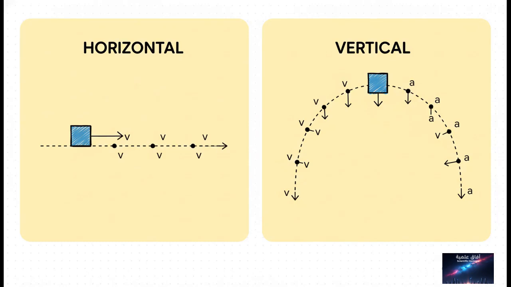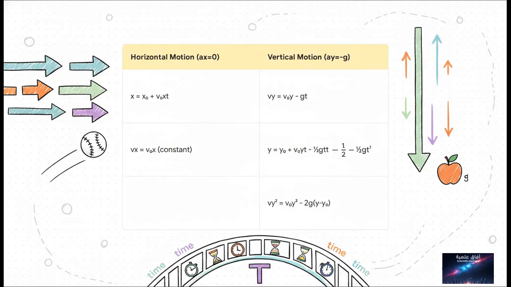And this is why that works so beautifully. Think about it. Horizontally, after you throw a ball, is anything pushing or pulling on it sideways? Nope. So its horizontal acceleration is 0. It just cruises along at a constant speed. But vertically? Oh yeah. Gravity is on the case the whole time, accelerating it downwards at our old friend 9.81 meters per second squared. So we can literally just apply our same 4 tools to each direction. We just add little x and y subscripts to keep things organized.